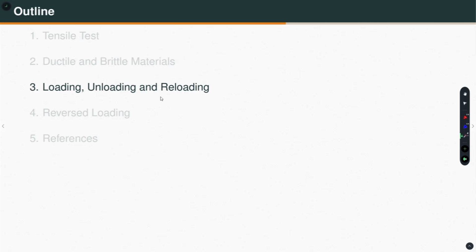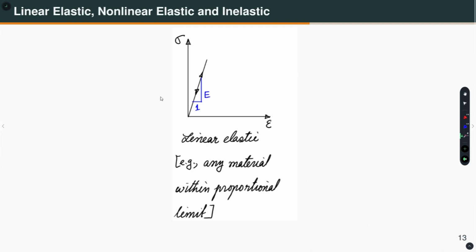Now, let me talk about loading, unloading and reloading, what we mean by these three terms. Let us begin the discussion with three different behaviors: linear elastic, non-linear elastic and inelastic. Linear elastic means your sigma epsilon relationship is linear. You go like that, increase and unload like that, and the slope is modulus of elasticity E. Any material that is within the proportional limit behaves linear elastically, we all know that.